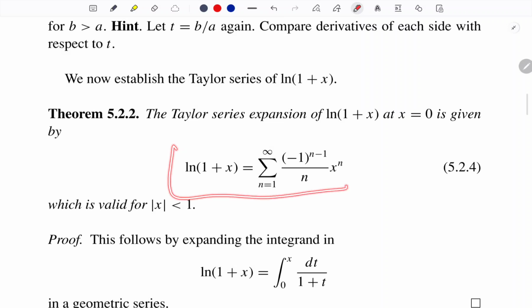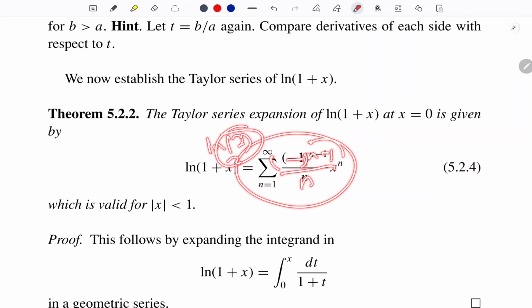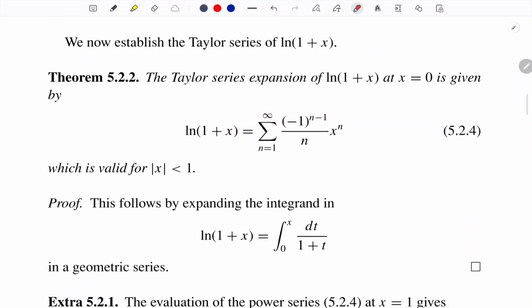Here comes the infinite series of ln of 1 plus x. So ln of 1 plus x is represented by the series of negative 1 to the n minus 1 over n, times x to the n. When you plug in x as 0, this would be 0, but let's plug in x as 1. This is negative 1 to the n minus 1 over n, and the infinite series of this is just ln of 2. That's a good thing, you can check those things out, okay?